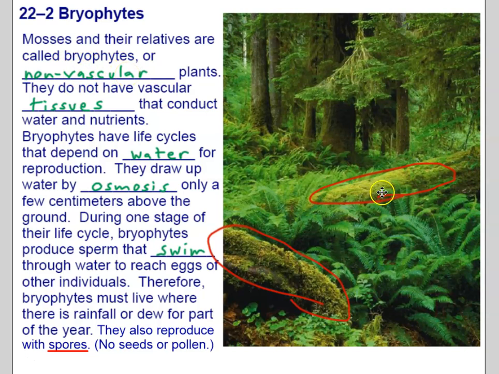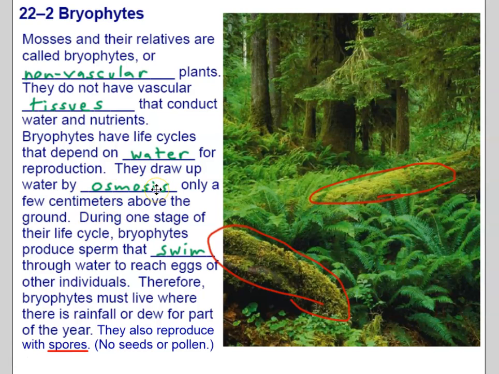And if you look at mosses, like in this picture, these are mosses growing on a log and mosses growing on a rock, and they kind of look like carpet because they're made up of thousands of little tiny plants that can't grow very large because they are non-vascular. They don't have the vascular tissue to be able to grow tall and move water high off the ground. They rely on getting water simply by osmosis.